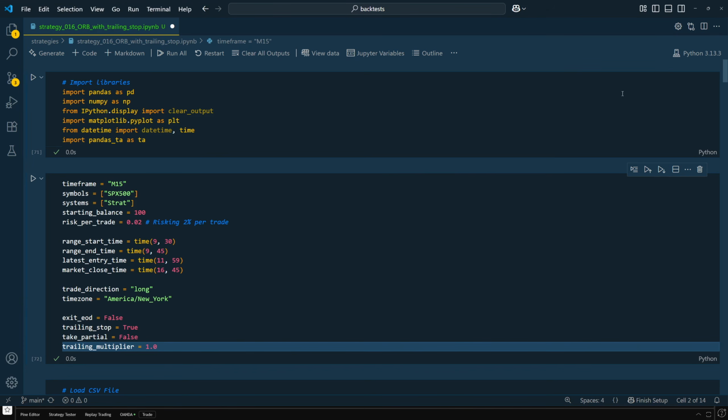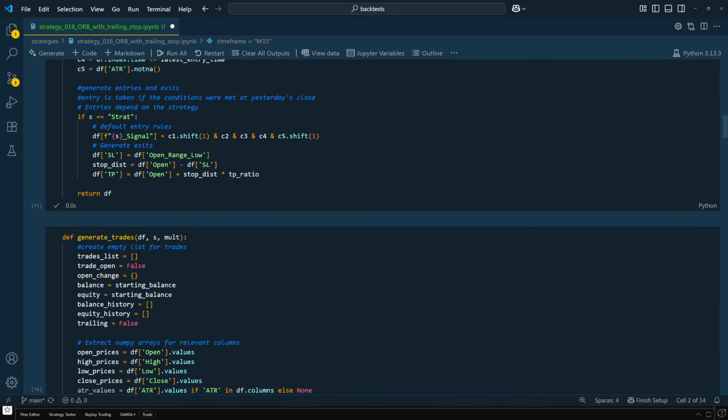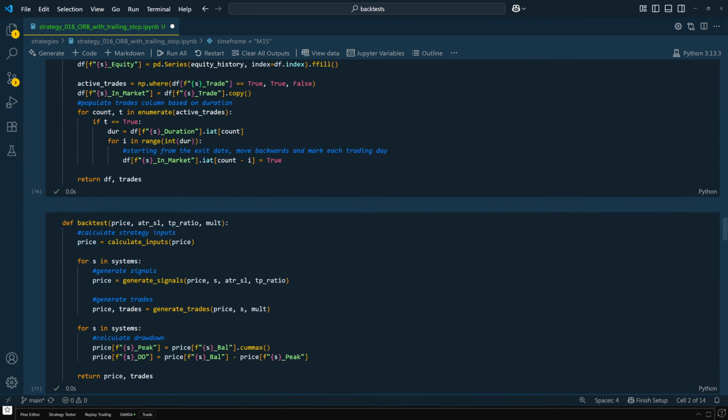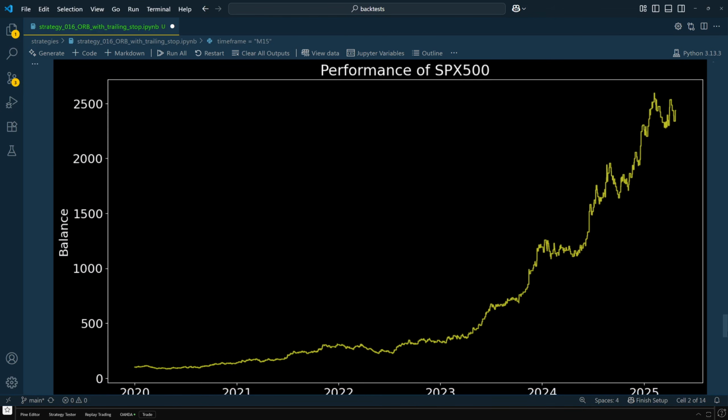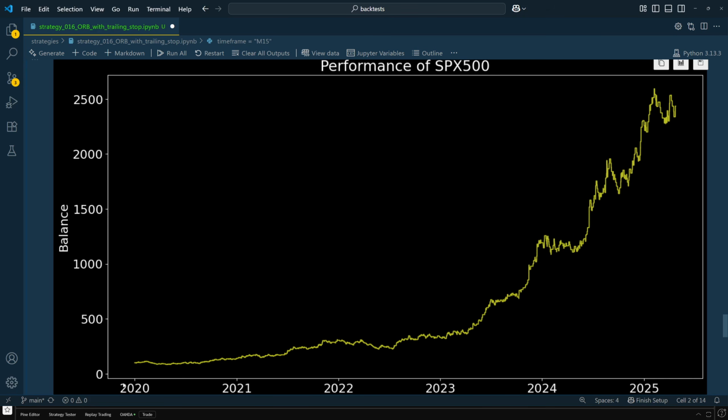I jumped over into my code, updated all of the backtest from my original opening range breakout strategy, and added in this trailing stop loss. And when I reran the strategy code, this is the output that I got. The backtest runs over the last 5 years. It starts with a balance of 100, and then it finishes up with about 2,500. So there's significant growth over that time, and this is a much better result than what I got with just a fixed 1.5 times take profit.